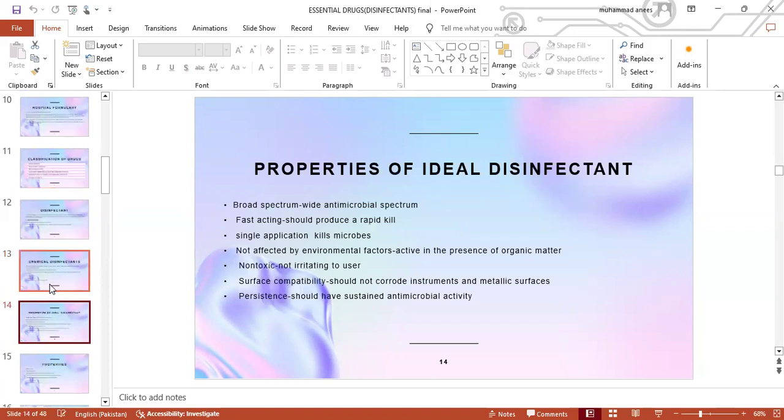Properties of an ideal disinfectant. An ideal disinfectant should have a broad spectrum of antimicrobial action. It should be fast acting and produce a rapid killing action in a single application. It shouldn't be affected by environmental factors. It should be non-toxic and non-irritating to the user. For surface compatibility, it should not corrode instruments and metallic surfaces. On persistent use, it should have sustained antimicrobial activity and not lead to the development of resistance in microbes.